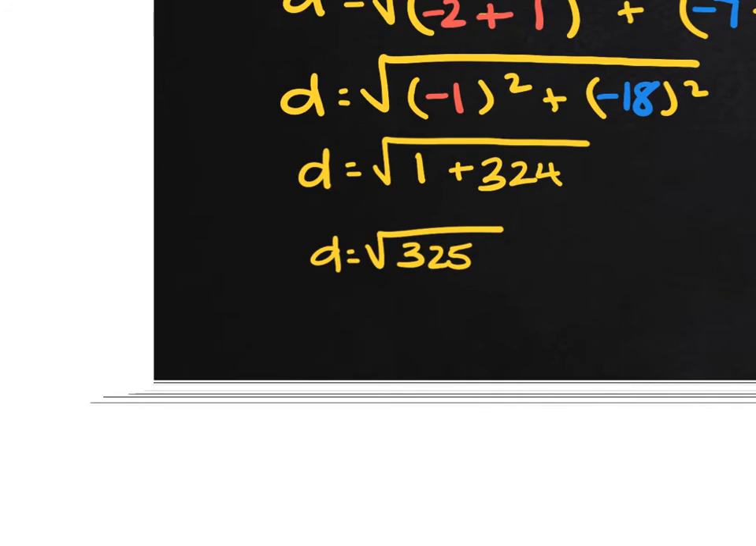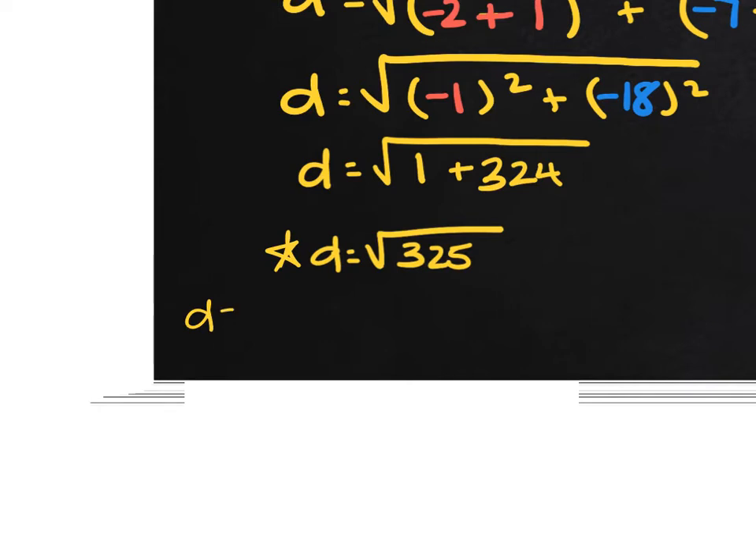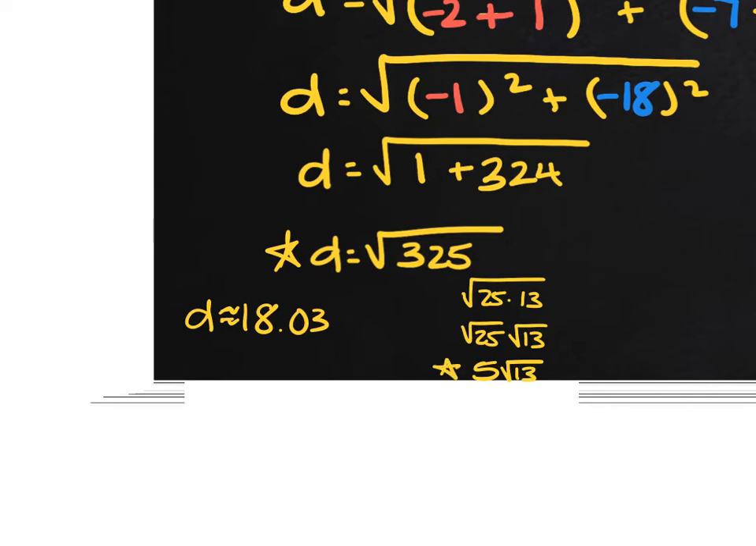And now in this course, we haven't actually reviewed how to simplify radicals. So you could leave your distance as this. You could also round to the nearest hundredth and say, okay, this is going to be 18.03, about. If you remember how to simplify radicals, and you want to say, hey, this is the square root of 25 times 13, which is square root 25 times square root 13, and you want to write it as 5 square roots of 13, this is technically the most correct answer, but that is something that we will learn in RT2-2.